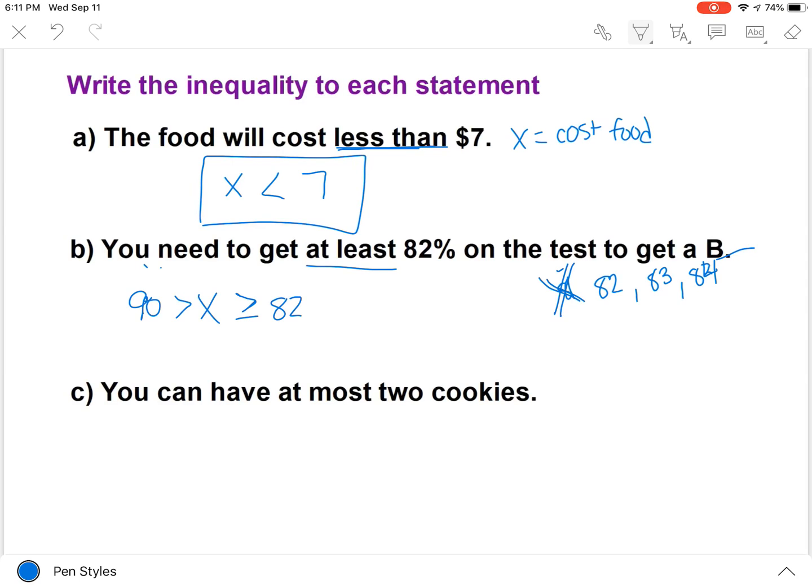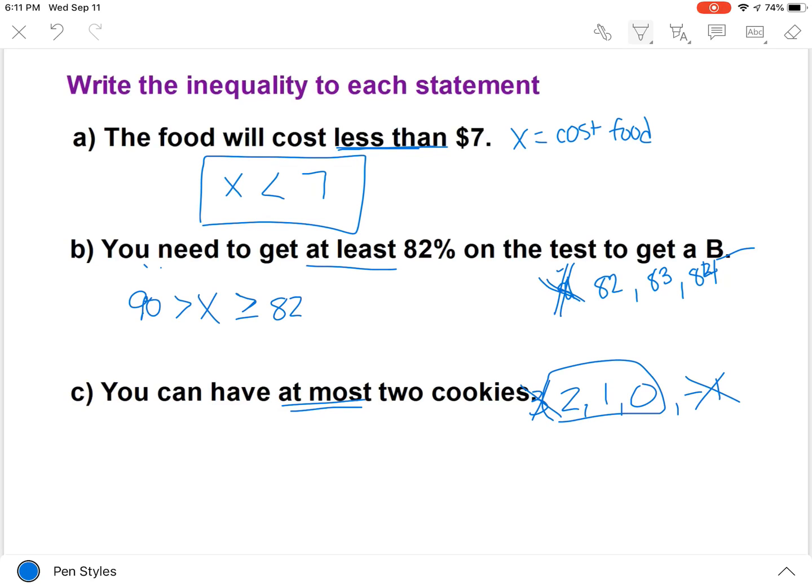Last but not least, letter C. It'd be a good idea to pause it and see if you can figure this one out. You can have at most 2 cookies. So let's think about this. If you can have at most 2 cookies, how many cookies could you have? You could have 2, you could have 1 cookie, or you could have 0 cookies, right? At most 2 cookies. So since 2 is the most, you couldn't have 3, and you can't really have a negative number of cookies. So these are the values we're looking at.